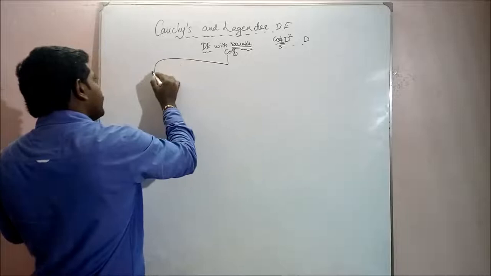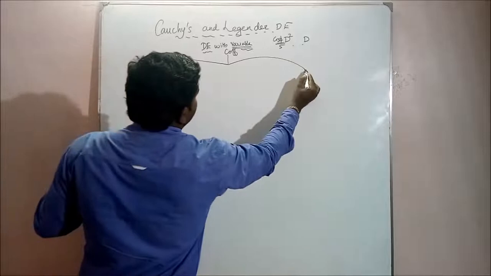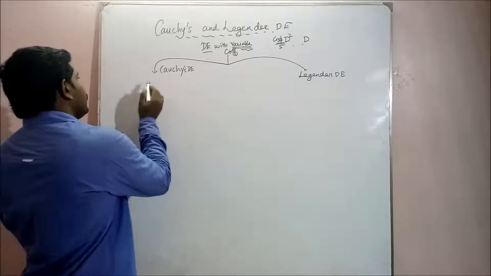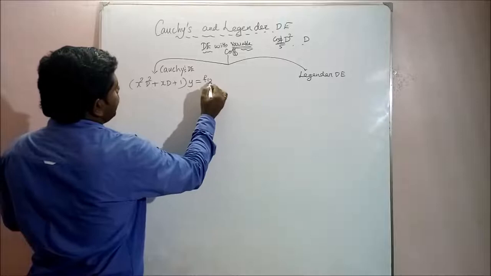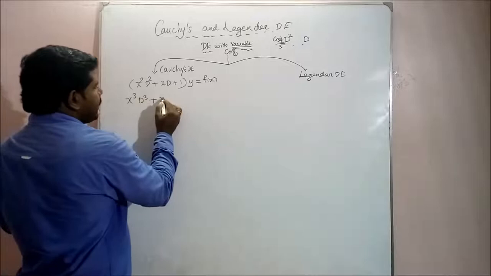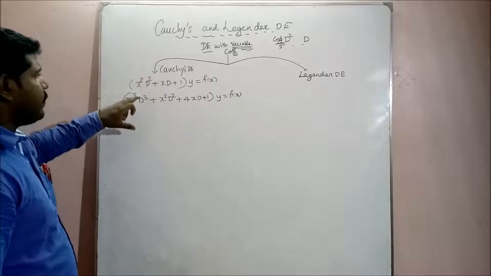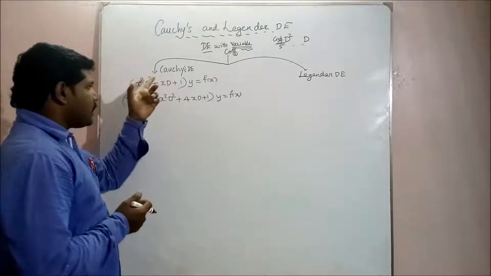One is Cauchy's differential equation. The other is Legendre differential equation. When do we say a differential equation is Cauchy's? Consider the example x square d square plus x d plus 1 into y is equal to f of x. Or x cube d cube plus x square d square plus 4xd plus 1 into y is equal to f of x. For a differential equation whose coefficients are x square, x, x cube, x square, we can say that the differential equation is a Cauchy's differential equation.